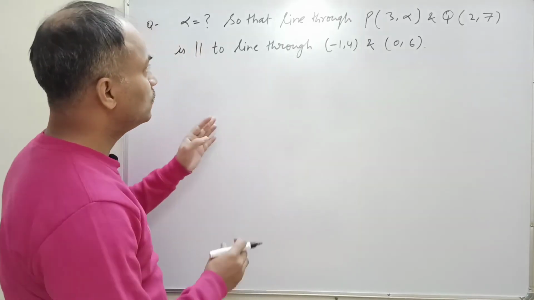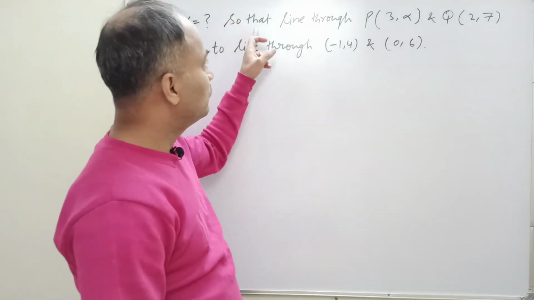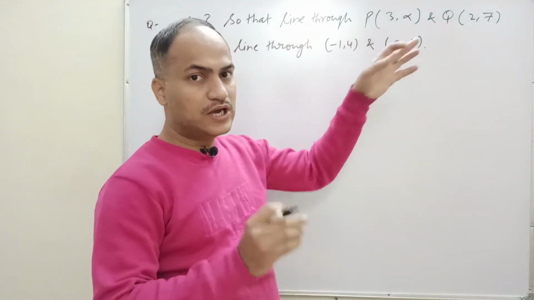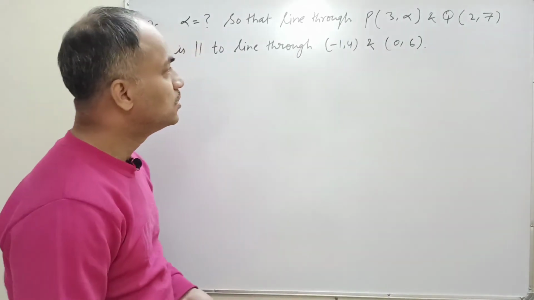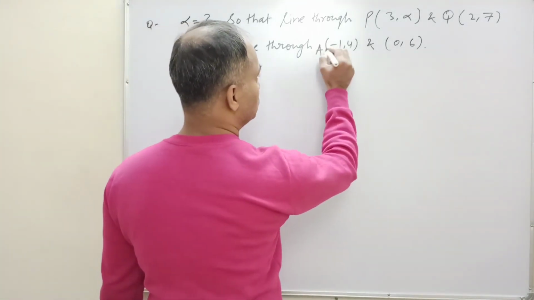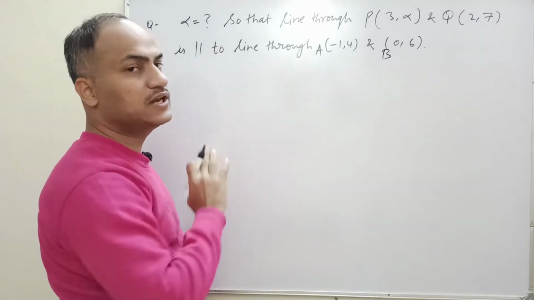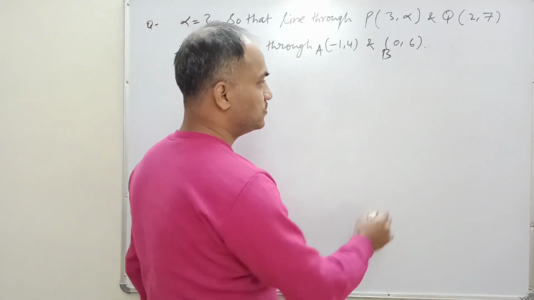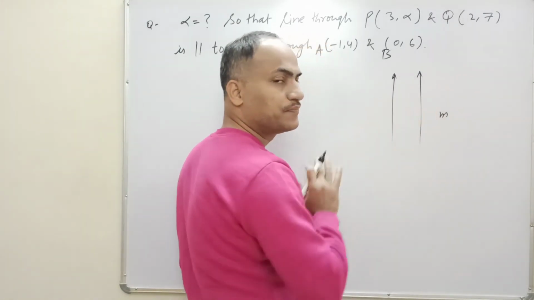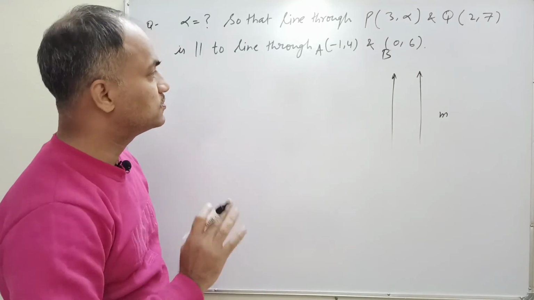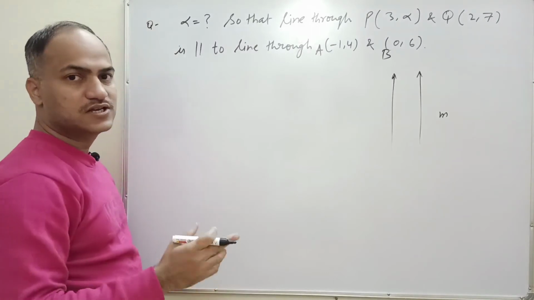In this question we have to use a different concept. Alpha we have to find, and we are given that a line through P and Q is parallel to a different line through other 2 points. So let us name these points. Suppose it is A and it is B. So this line AB is actually parallel to line PQ. So we know the concept: if lines are parallel, the slopes are same. This is the simple concept. So let us apply. For this line AB, we can easily find the slope.